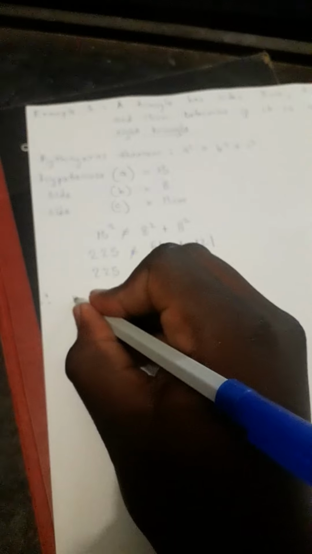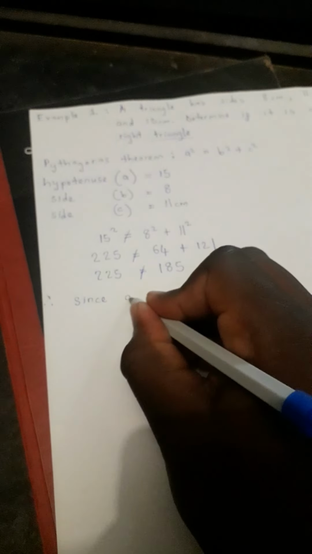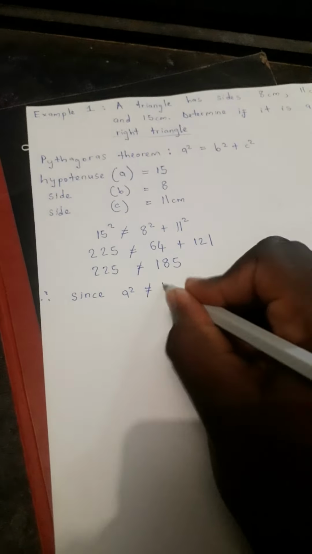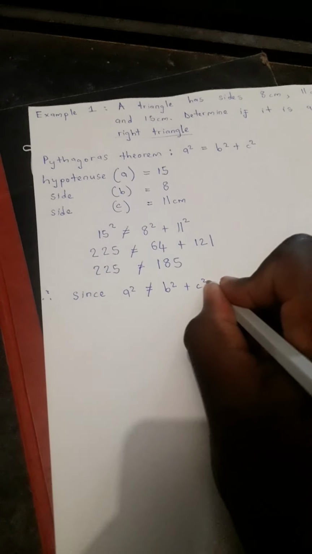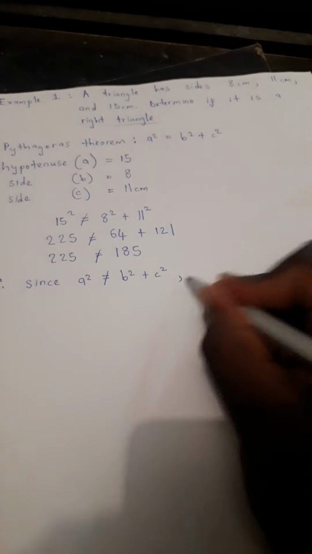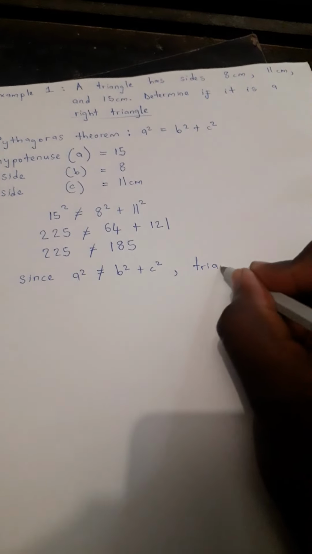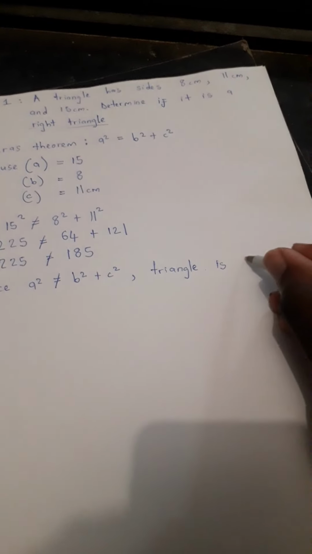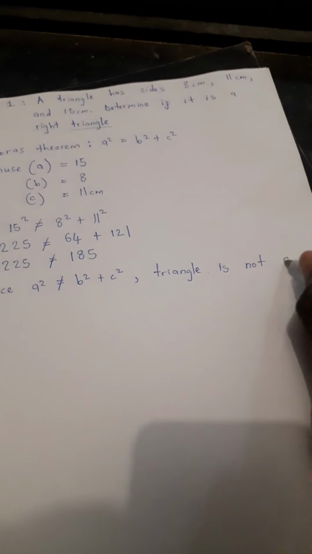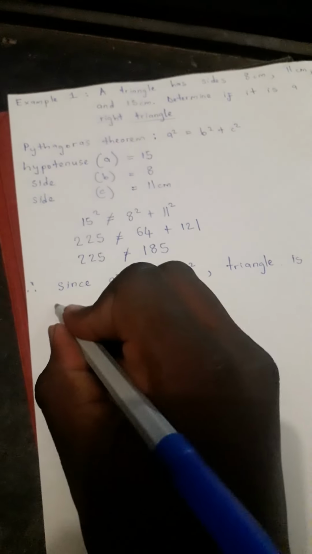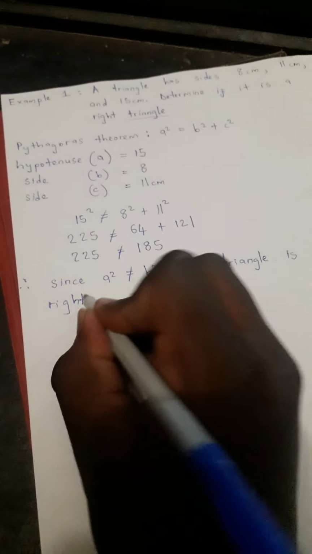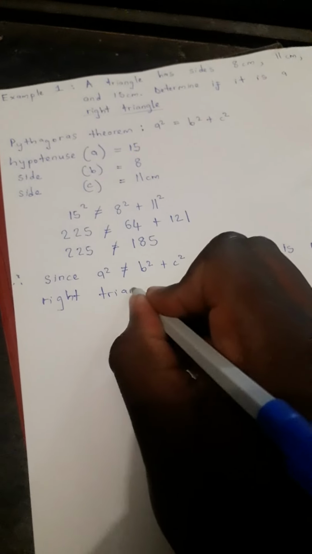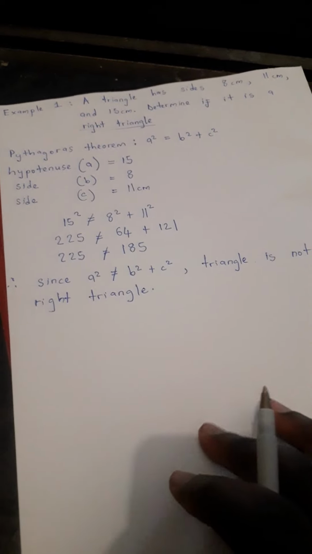And then we conclude. Therefore, since a squared is not equal to b squared plus c squared, the triangle is not a right triangle. This will be the solution.